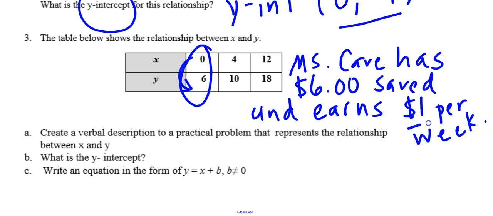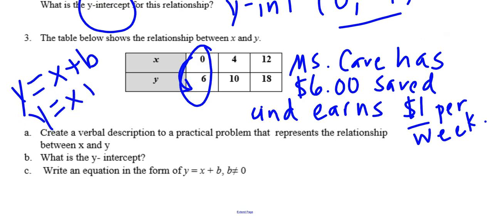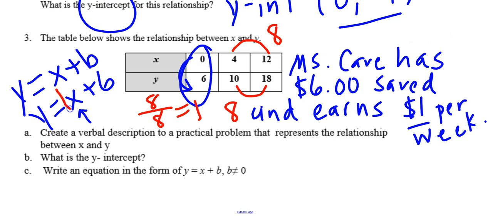Now you might not see where I got the 1. Because I know it's additive, it's going to be x plus b, right? And I know I'm adding 6, y equals x plus 6. Now I can check to make sure that it's 1x by finding the difference in y. 18 minus 10 is 8. And the difference in x, 12 minus 4 is 8. So that's our rise over run again. So our change in y would be 8. Our change in x would be 8. So our slope is 1. So that's why it's just 1. And that's how I got my 1 per week.